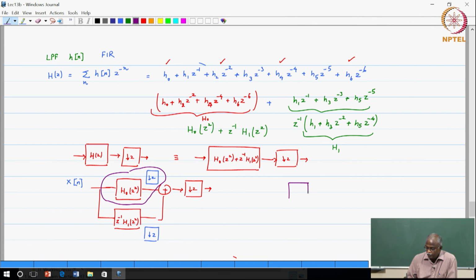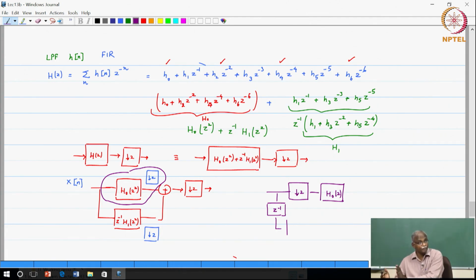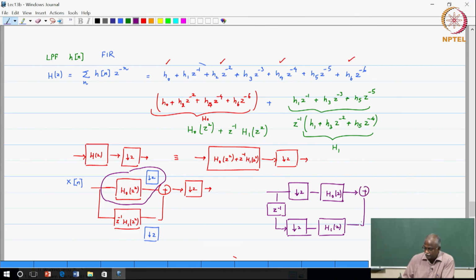The better order will be downsample by a factor of 2 followed by not H0 of z squared, it will be H0 of z. Similarly, I cannot operate on z inverse H1 of z squared, because that is not a polynomial with power 2. So, I am going to separate it out as a delay element followed by H1 of z squared and downsampling. Again apply the noble identity. Noble identity says you can do downsampling first followed by H1 of z. And then of course, you have to add the two signals up together.